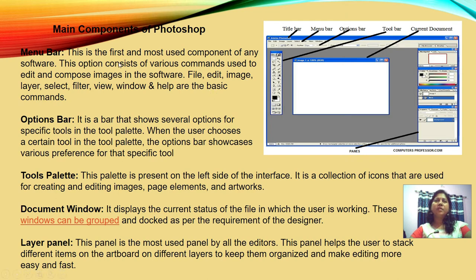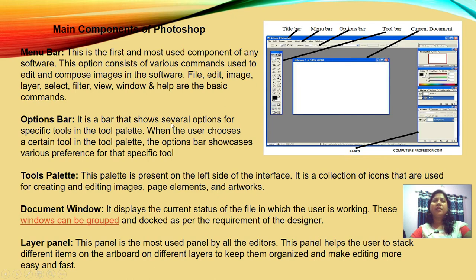Okay. Next is your option bar. The option bar is nothing but the bar that shows several options for specific tools in the tool palette. When the user chooses a certain tool in the tool palette, the option bar showcases various preferences for that specific tool. So this is the option bar.